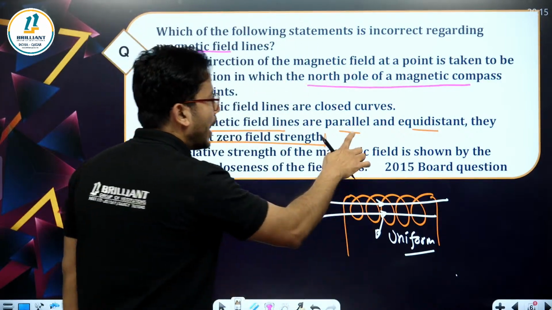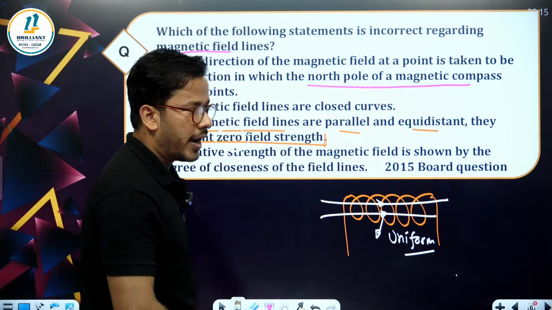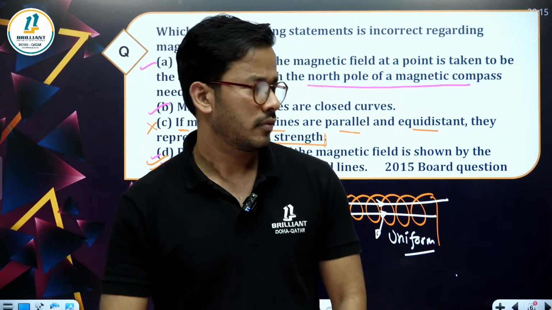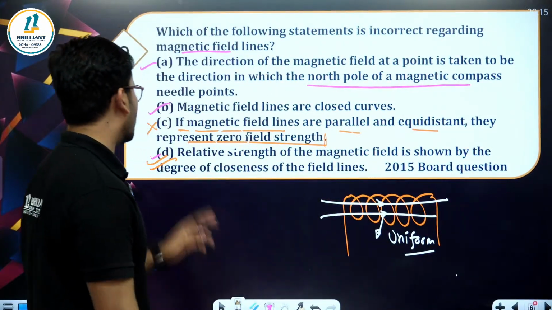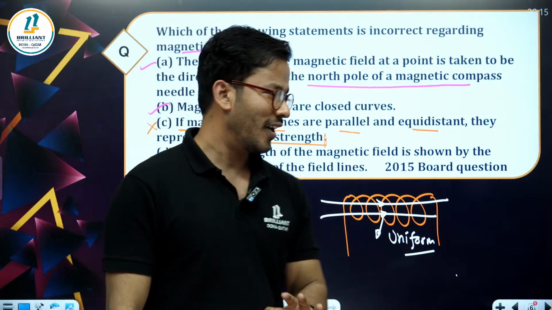Now see the option. It says parallel means the strength is 0. Is it correct? No. This is murder to physics, right? This is a cold-blooded murder. So you're going to tell me, sir, this is wrong.